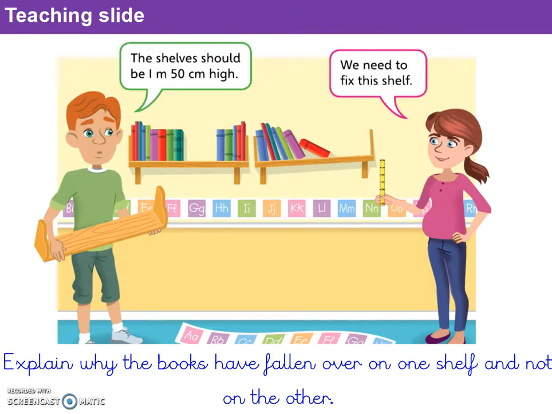So to answer question 1a, why have the books fallen over on one shelf and not the other? Well, one shelf is horizontal, it's nice and flat and straight. The other shelf is not horizontal. One side is higher than the other. And that's caused the books to fall over.